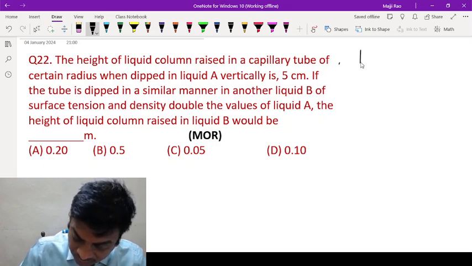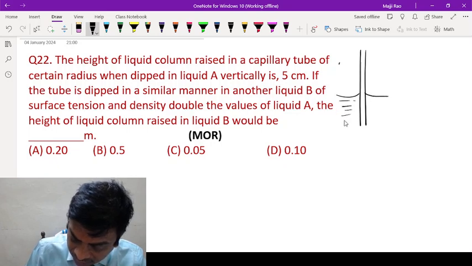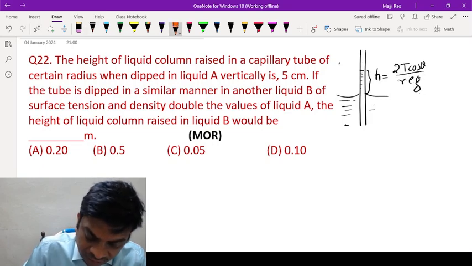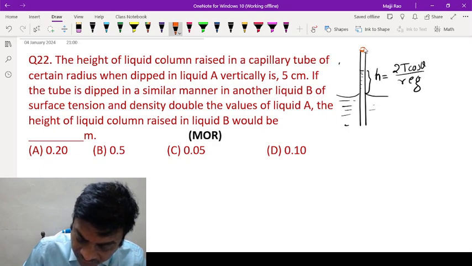See here students, if you dip a capillary in a liquid, it will rise, isn't it? That is known as capillary rise. The capillary rise formula is 2T cos theta upon r rho g, where r is the radius of the capillary tube.